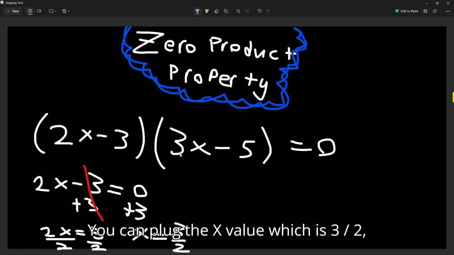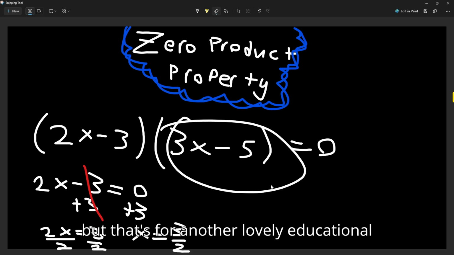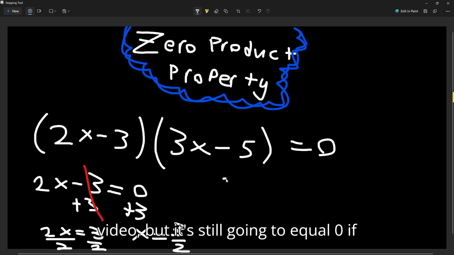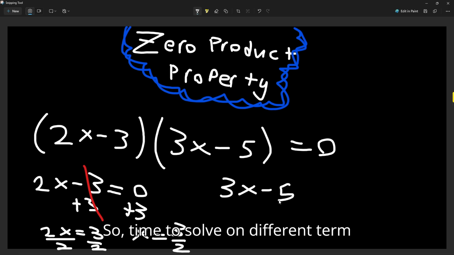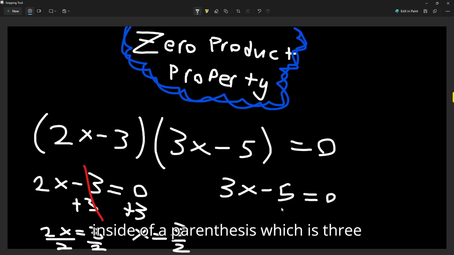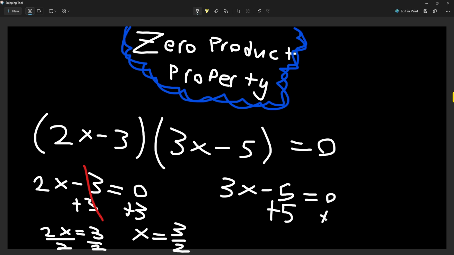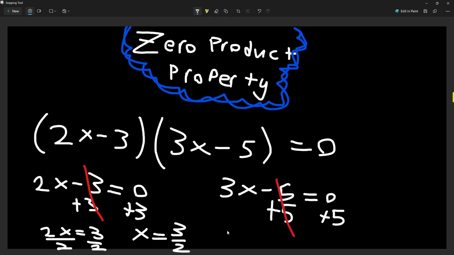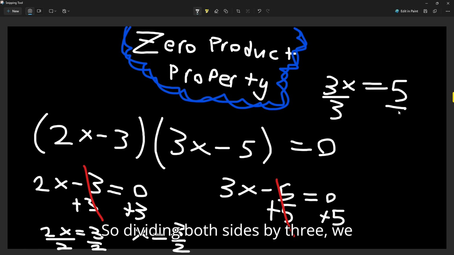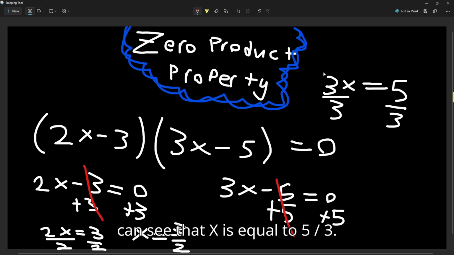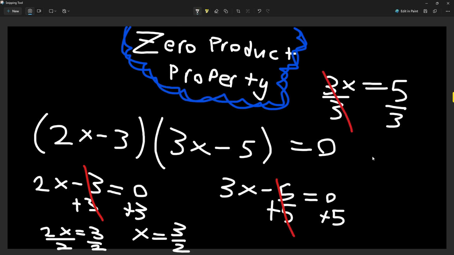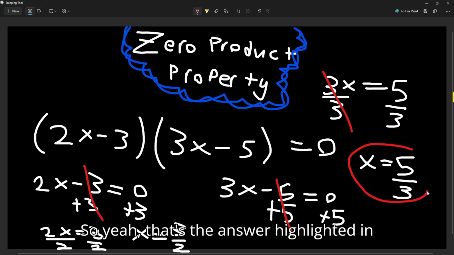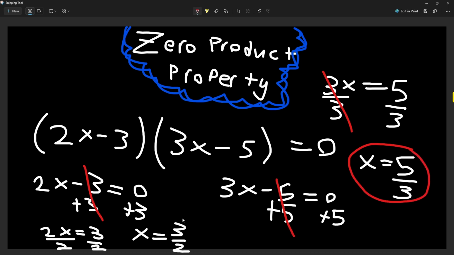You can plug the x value which is 3 over 2, but that's for another lovely educational video, but it's still going to equal 0 if it's true. So, time to solve the different term inside of a parenthesis, which is 3x minus 5 is equal to 0. Adding 5 to both sides, we can see that 3x is equal to positive 5. Dividing both sides by 3, we can see that x is equal to 5 divided by 3. So that's the answer highlighted in the red circle.